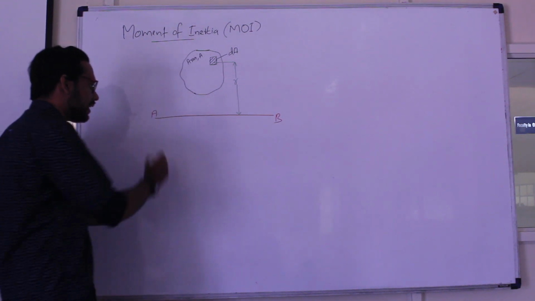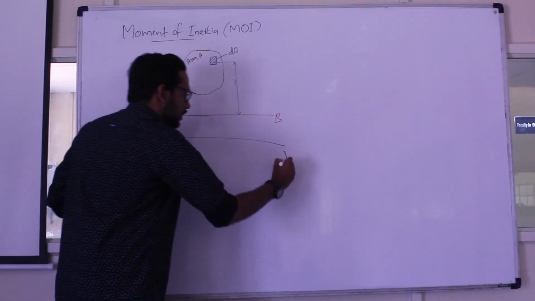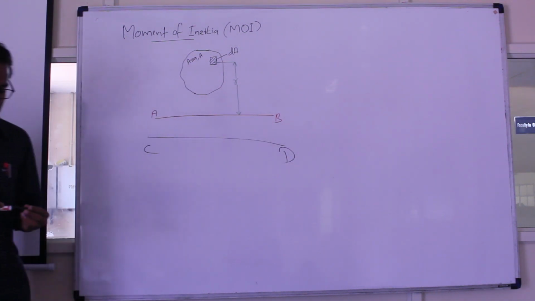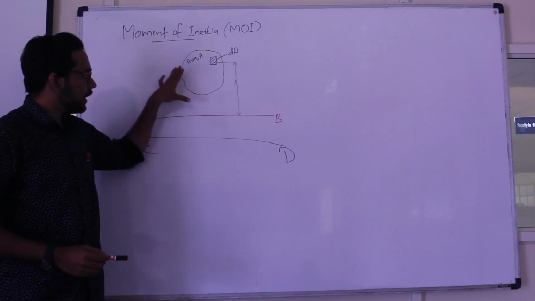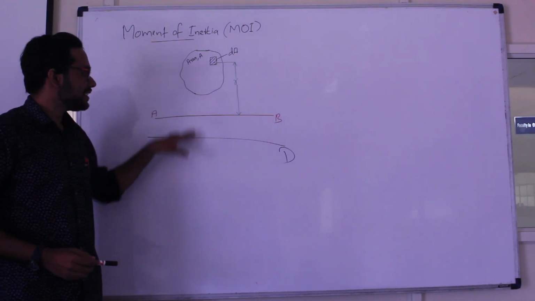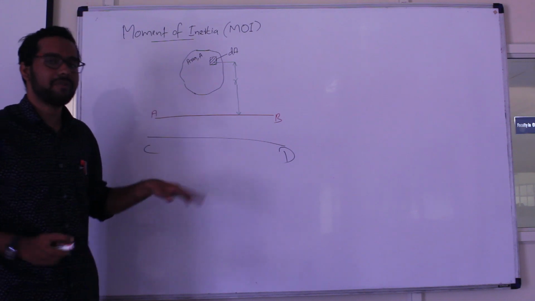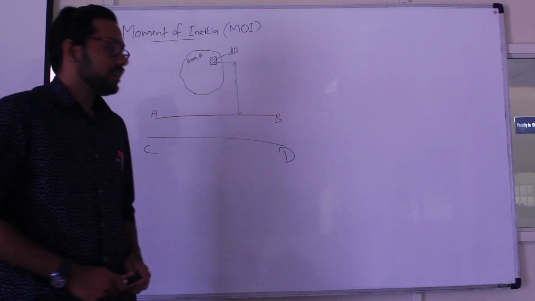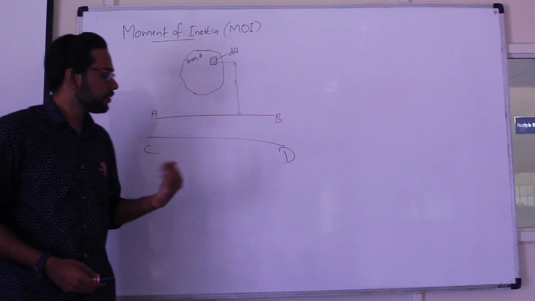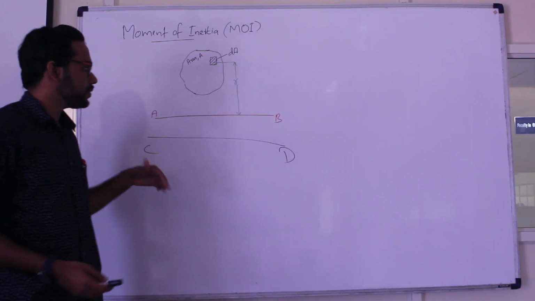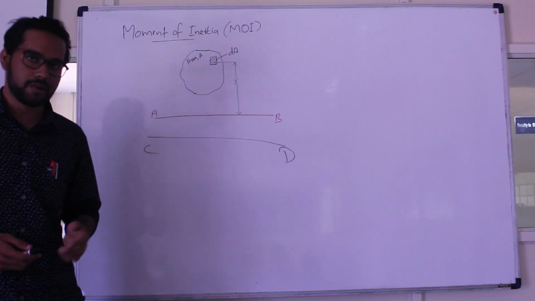If you have another axis CD, the relative distribution of the area about CD and the relative distribution of the area about AB will be different. So the moment of inertia of the area will be different for different axes. We are choosing different axes for getting different moments of inertia.